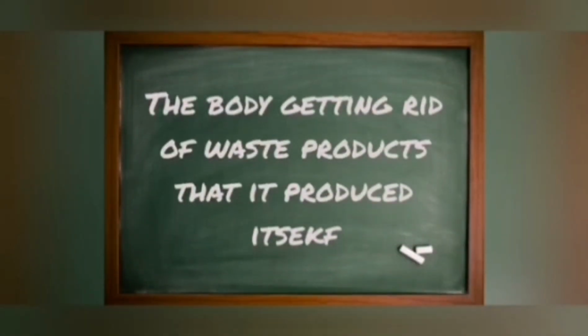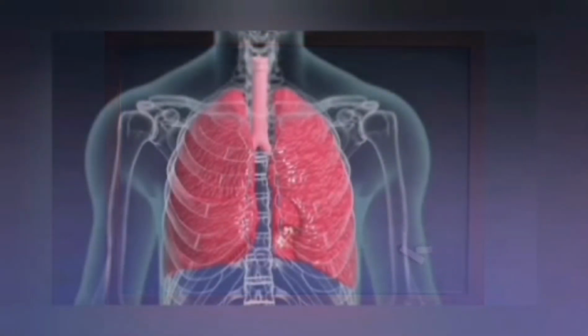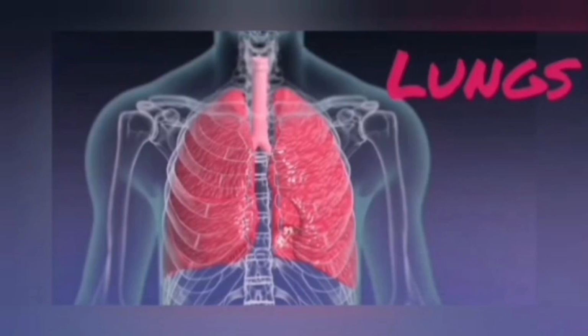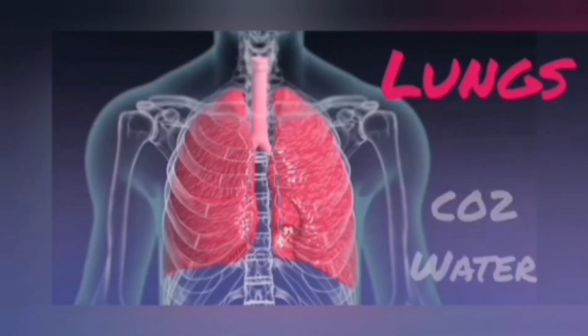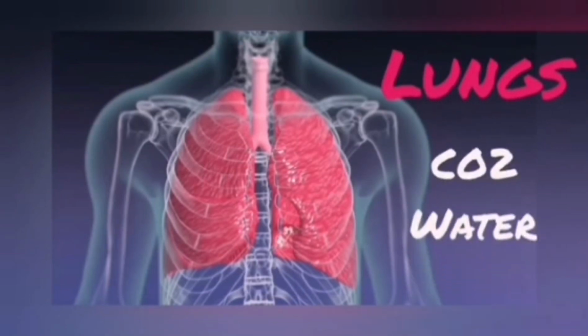So excretion can be defined as the body getting rid of waste products that it produced itself. Now this can take place through quite a few organs. We've got more than one excretory organ in the body. One of these excretory organs are the lungs. Now the lungs secrete CO2 and then less important products like water and heat.